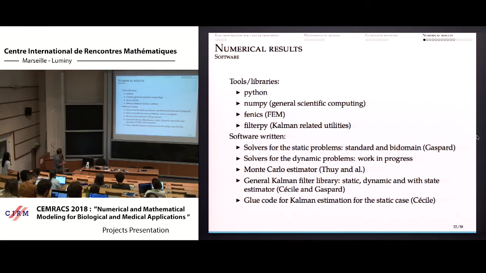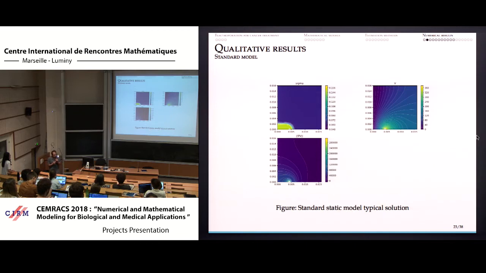Okay, so now pictures. This is very quickly the kind of results you can get, because I've only shown you equations so far, so it's time to see what the solutions look like. In all of these, we only work on the upper right quadrant because of the symmetries. So you should extend this picture to all of it by symmetry like this, and anti-symmetry like this for the potential. Sigma is symmetric. Sigma is the conductivity.